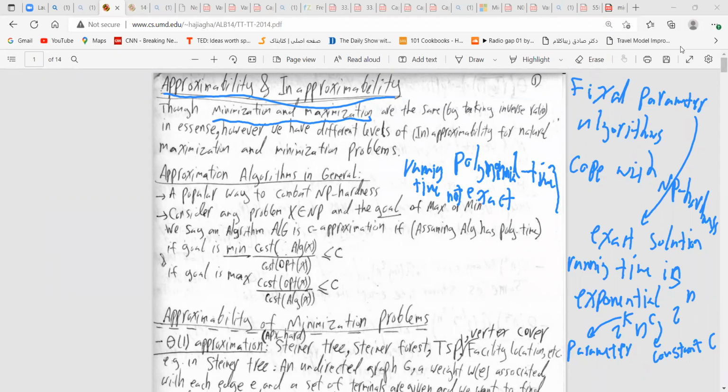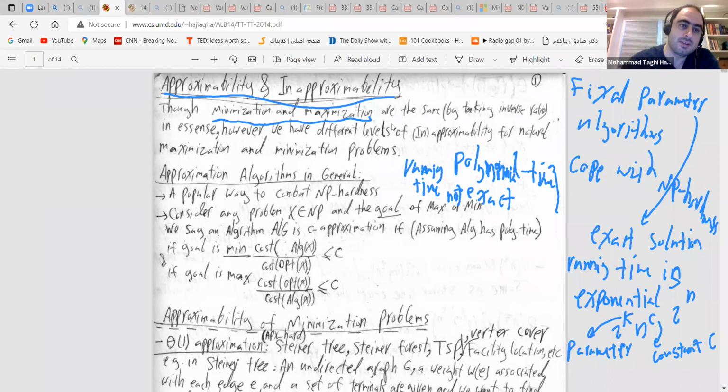Great. So about approximation algorithms in general, as I mentioned, it's a popular way to combat NP hardness. It was even hotter maybe 10, 20 years ago. Still, it is a part of the solutions for lots of problems. Whenever we cannot get the exact answer, we try to get approximate solutions.